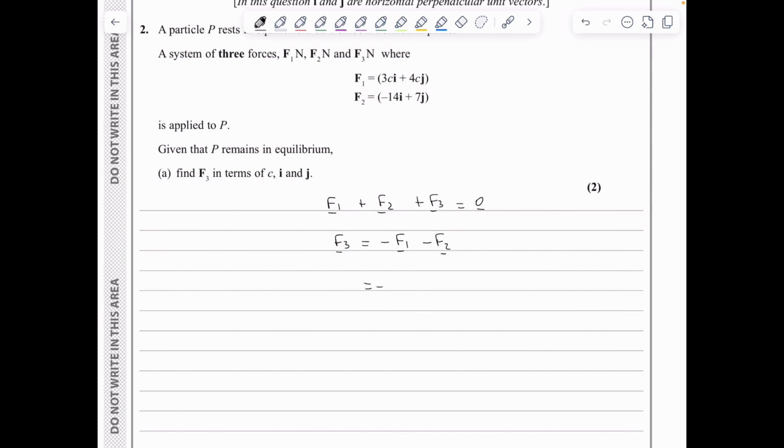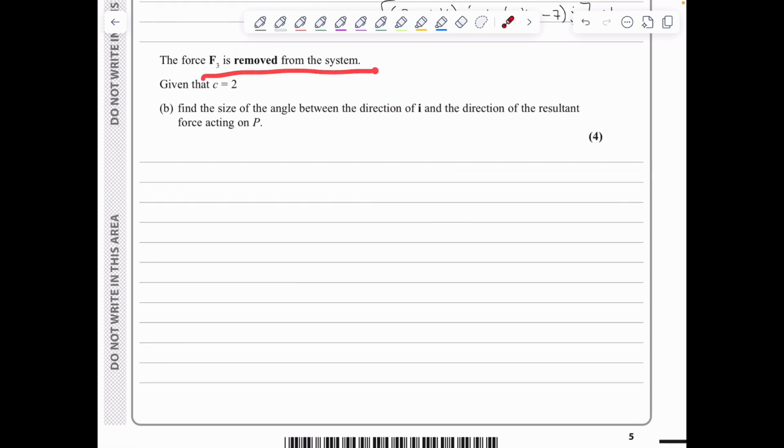We know that F1 is 3Ci plus 4Cj, whereas F2 is negative 14i plus 7j. I will be collecting everything together. The i component is going to be minus 3C plus 14, whereas the j component is going to be minus 4C minus 7. So overall, this is the expression for F3 in terms of C, i, and j. The force F3 is removed from the system, C is 2, and we need to find the size of the angle between the direction of the i vector and the direction of the resultant force acting on P.